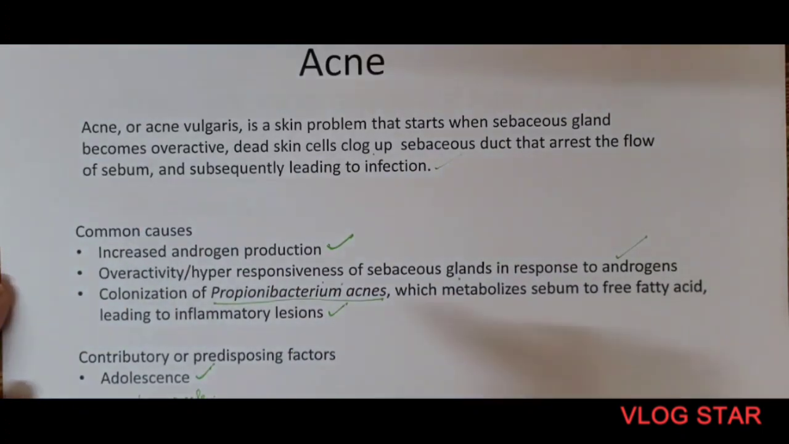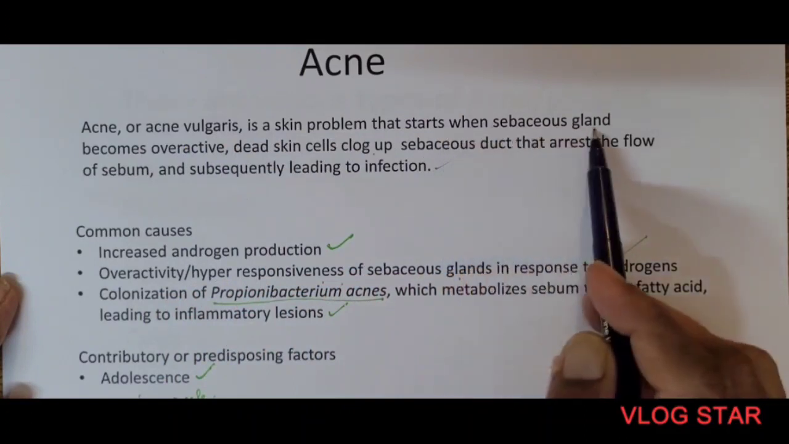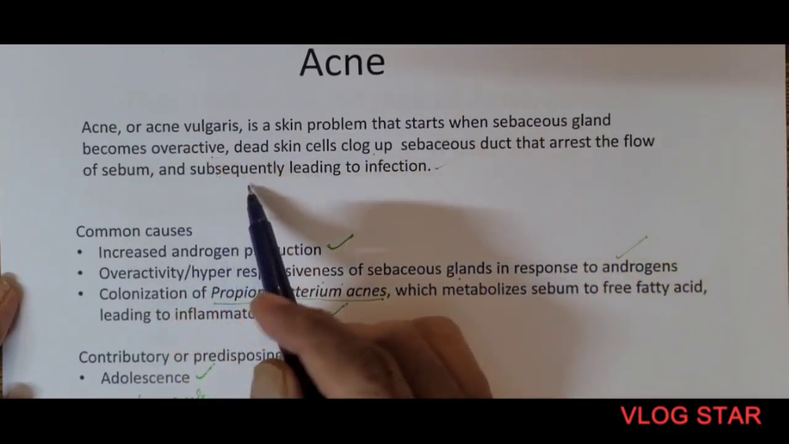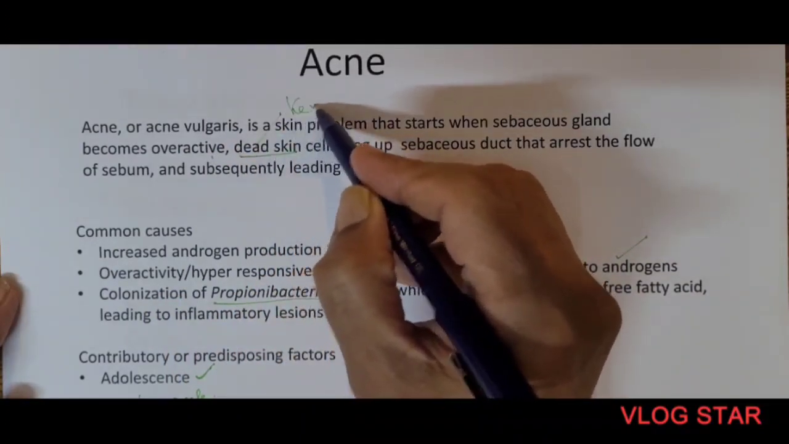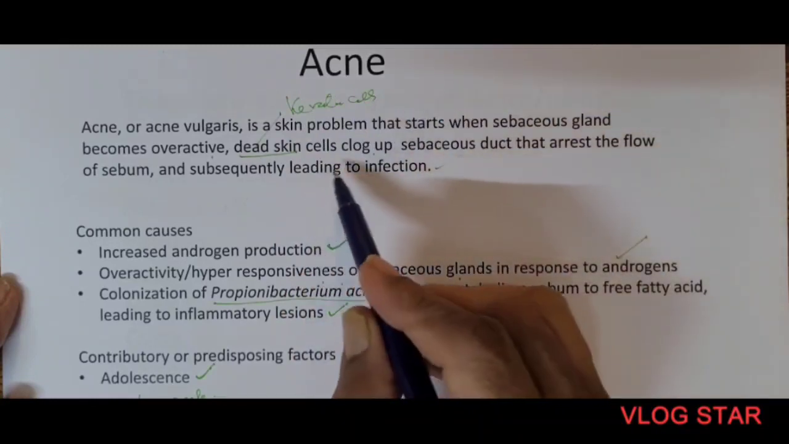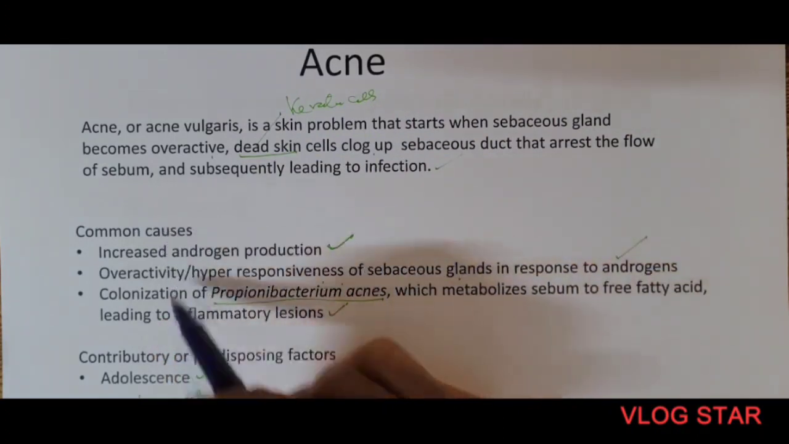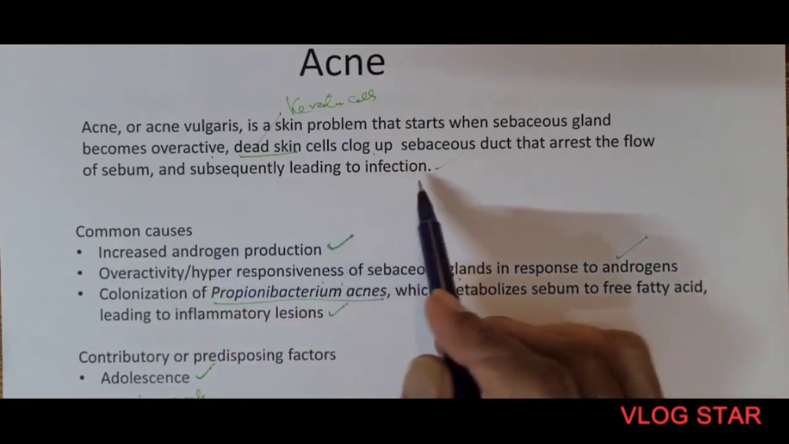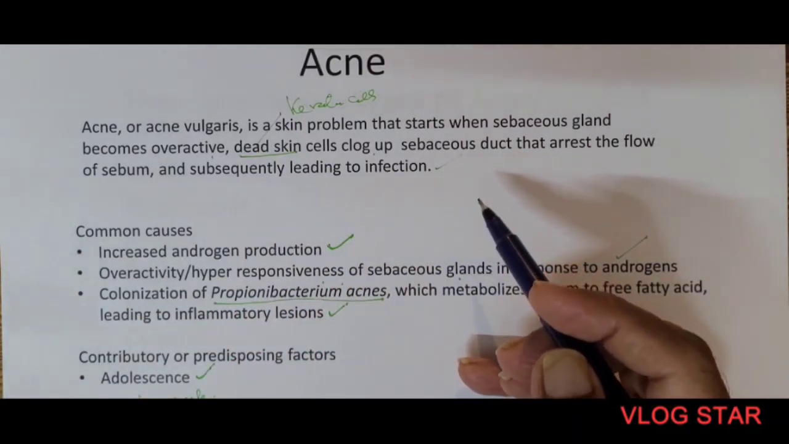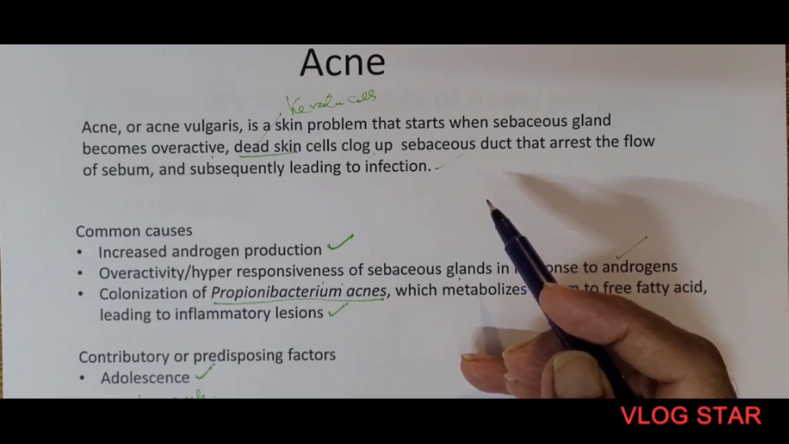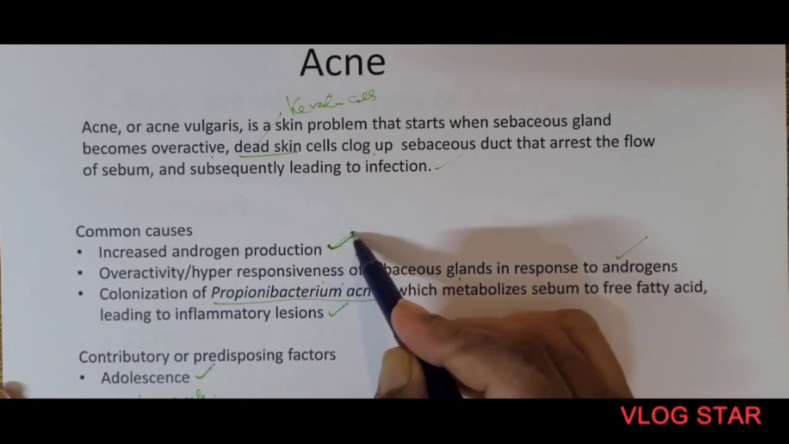Now, acne or acne vulgaris is a skin problem that starts when the sebaceous gland becomes overactive. Dead skin cells, which are keratin cells, clog up the sebaceous duct, arresting the flow of sebum and subsequently leading to infection. Common causes. There are a lot of causes that I have discussed in part 25, but I am summarizing common causes. Increased androgen production.